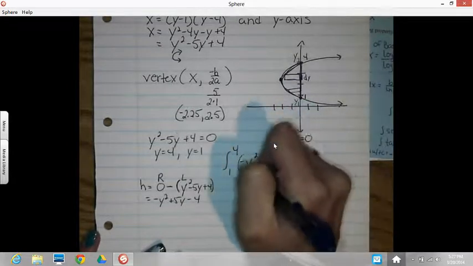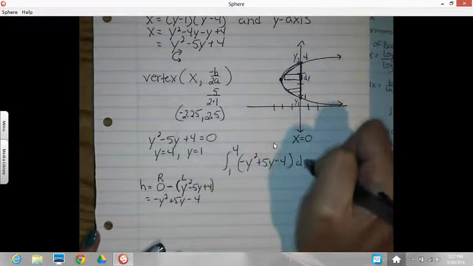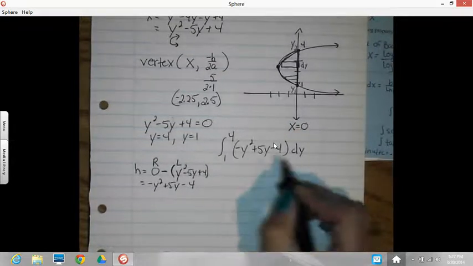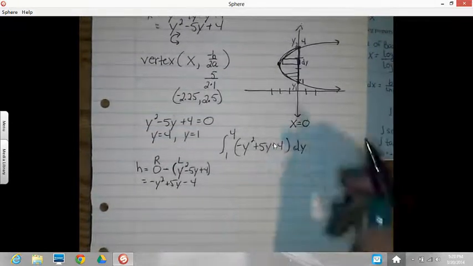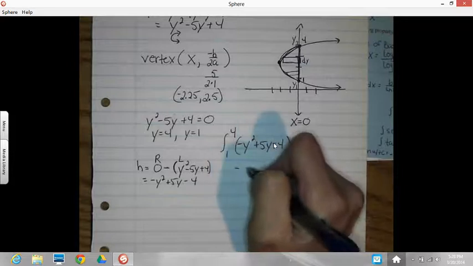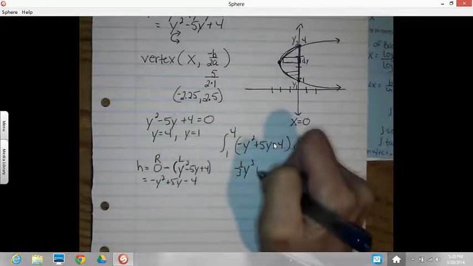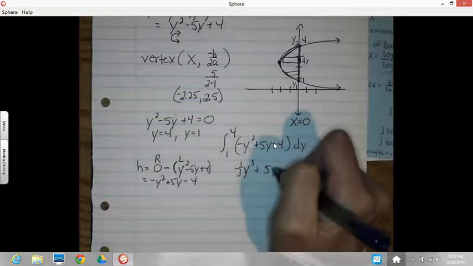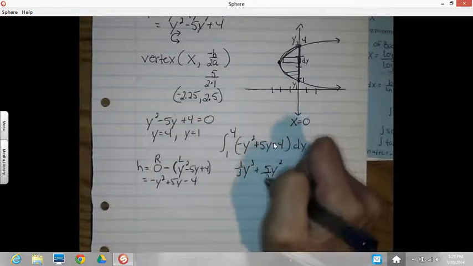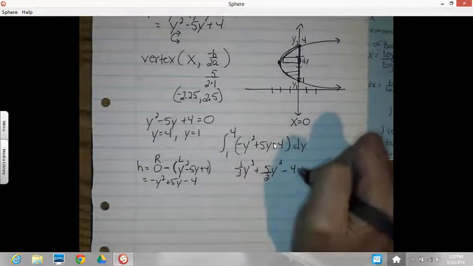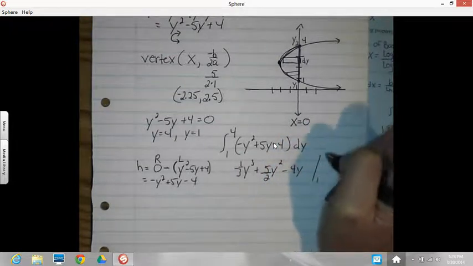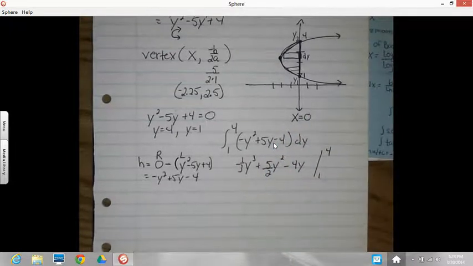Width is dy. So now we're ready to integrate. Add 1 to the exponent, multiply by the reciprocal, add 1 to the exponent, multiply by the reciprocal, add 1 to the exponent, and now we substitute in.